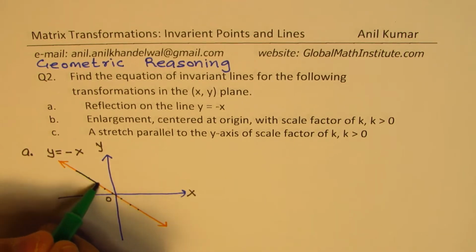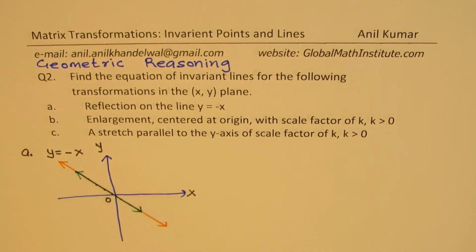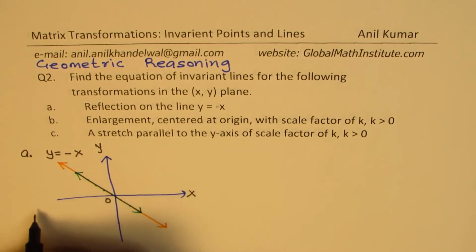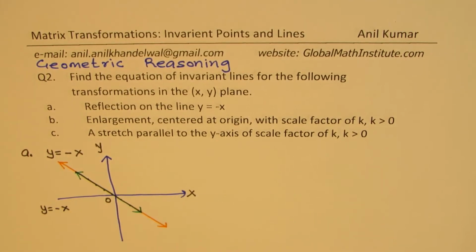So definitely we have this particular line which is an invariant line, right? One of the solutions is that the line y equals minus x is invariant. Perfect. Now here the points are not moving, right? So we have invariant points here.